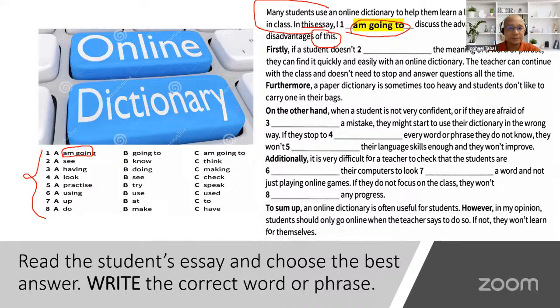Okay, I'll give you another example. Firstly, number 2. We have to choose A, B, or C. So firstly, if a student doesn't know... 'know' is the answer for number 2. If the student doesn't know the meaning of a word or phrase, they can find it quickly and easily with an online dictionary, okay? Now, I want you to do it on your own. I want you to fill in the gaps numbers 3 to 8, and choose the answers from the choices. Let's do this in 3 minutes, all right?